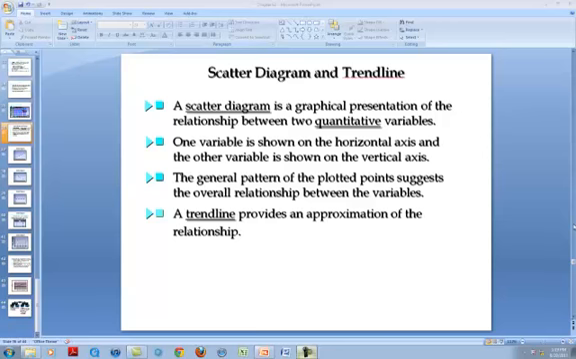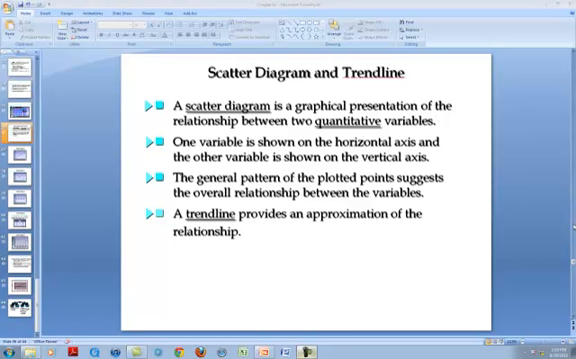Have you ever considered how two things are related to each other? For instance, does more hours of studying lead to a higher grade? Or for instance, do higher grades lead to a higher wage after graduation?